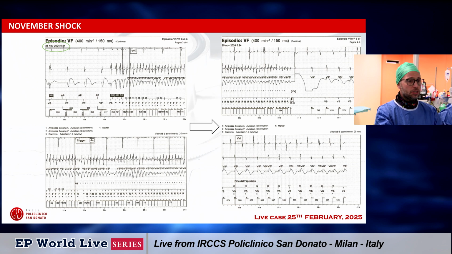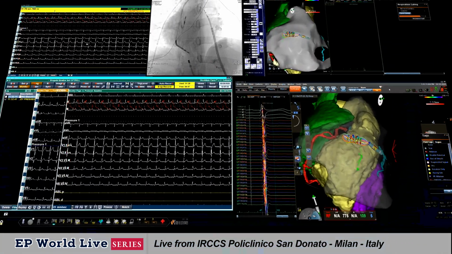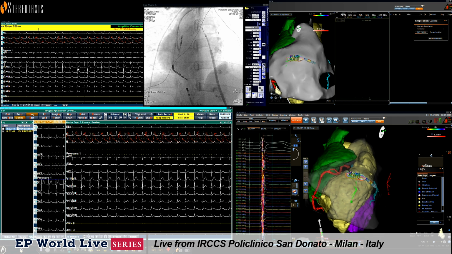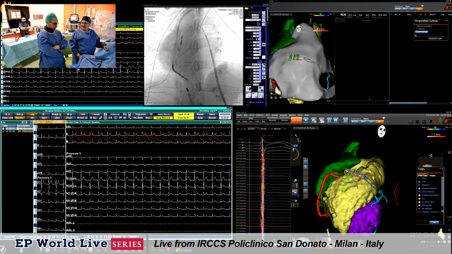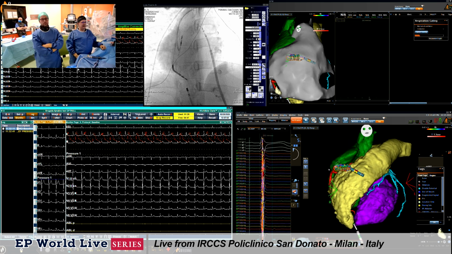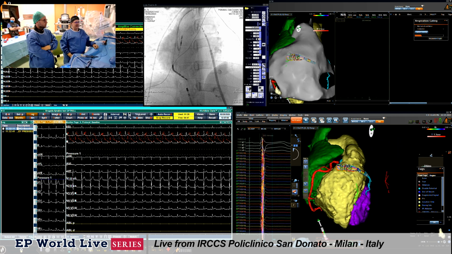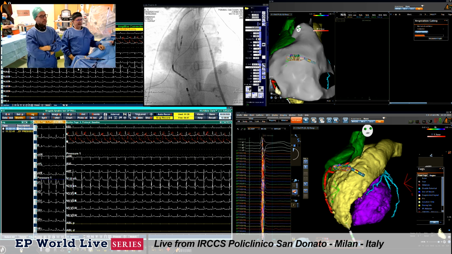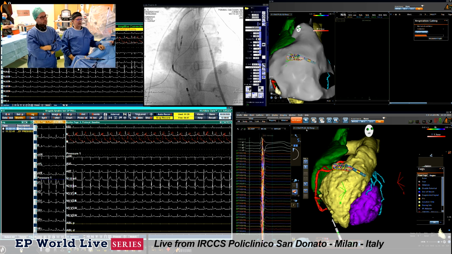Alessandro, go to the Odyssey. Stop the presentation, please. And we can show you the mapping that we have performed today. We did the CT scan. In this case, it's extremely important because the patient has dextrocardia. So we need to localize very well where the right ventricle is, where the left ventricle is, and even more important, the anatomical correlation with the coronary artery.